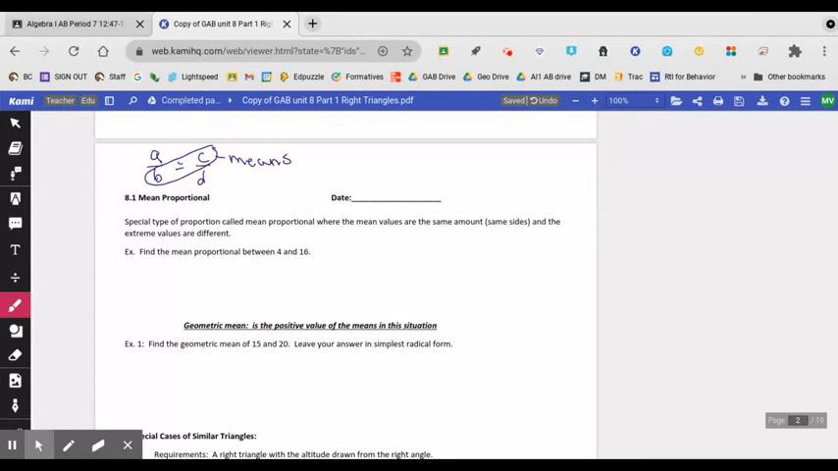To find the mean proportional between 4 and 16, 4 and 16 are the extremes. So that would be 4 over x equals x over 16. This is a mean proportional because our mean values are the same. When we cross multiply, we get x squared equals 64. Then to solve, we take the square root of both sides, so x equals plus or minus 8. When we consider only the positive value of this mean proportional, it's called the geometric mean. So the geometric mean of this problem would be 8.